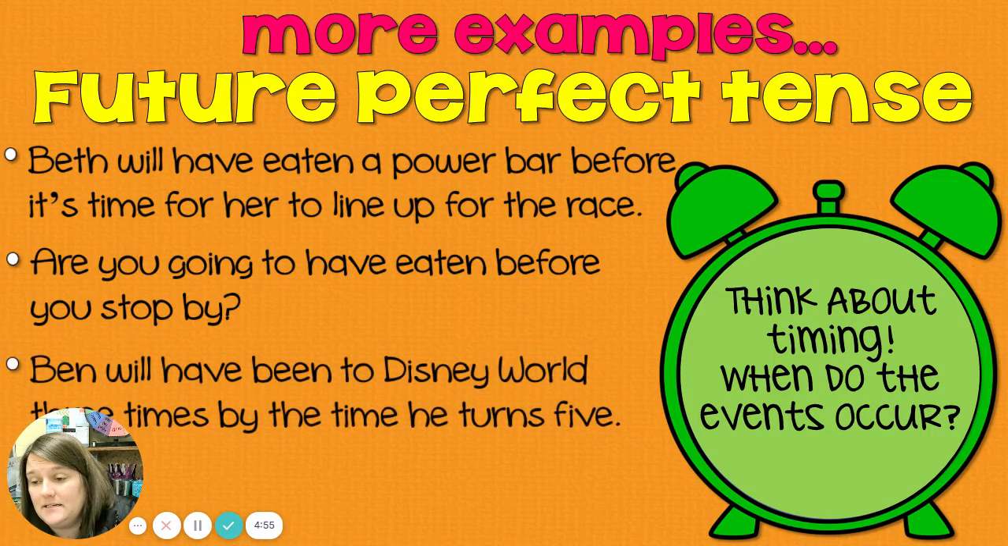Ben will have been to Disney World 3 times by the time he turns 5. Again, clue word will, and it's going to happen in the future. He will have visited 3 times before he turns 5, which he is not already. Okay, so again, guys, you just really look and think, when is this happening? Is it happening? Did it already happen? Is it happening now? Or is it an unspecified time? That means present tense. Or is it going to happen in the future? Okay.